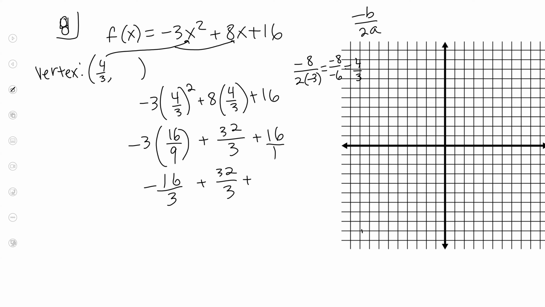I'm going to turn the 16 into a fraction. If I want to add these fractions together, I need the same denominator. So this will become 48. Okay, now let's just combine the numerators. Negative 16 plus 32 plus 48 is 64. So this is the y value of the vertex.